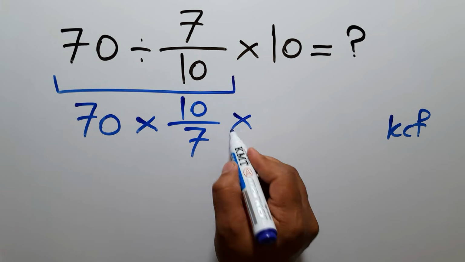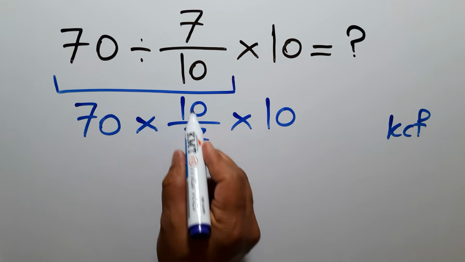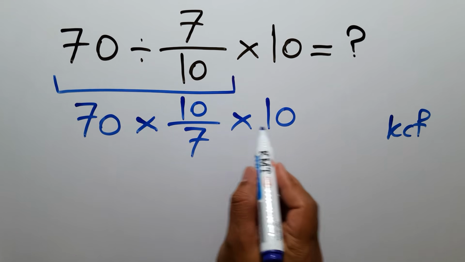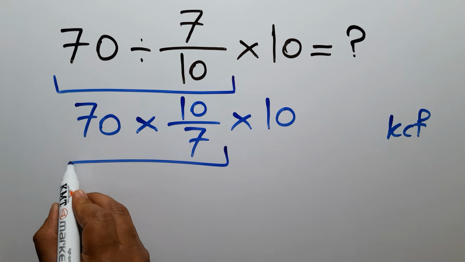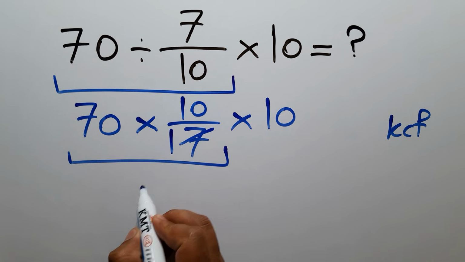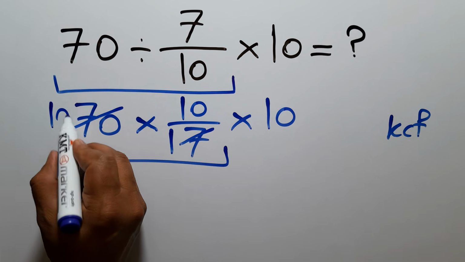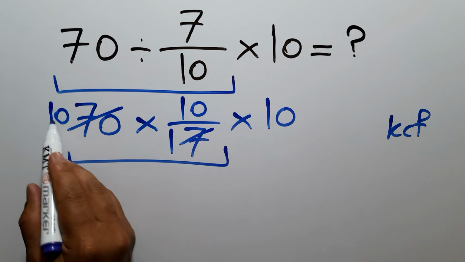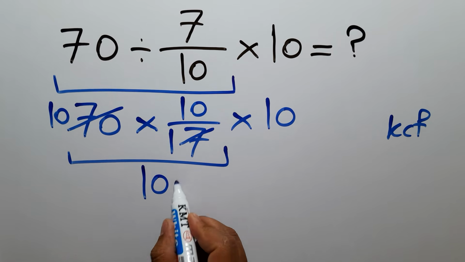And here we have times 10. Okay, 70 times 10 over 7, then times 10. First we do this multiplication. 7 divided by 7 gives us 1, and 70 divided by 7 is just 10. So here we have just 10 times 10, which equals 100.